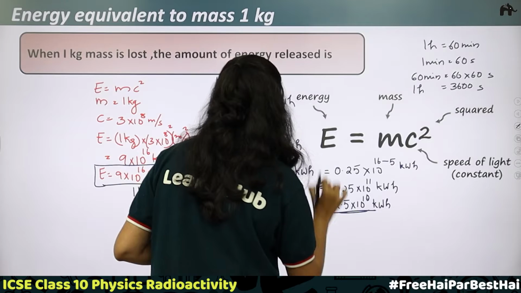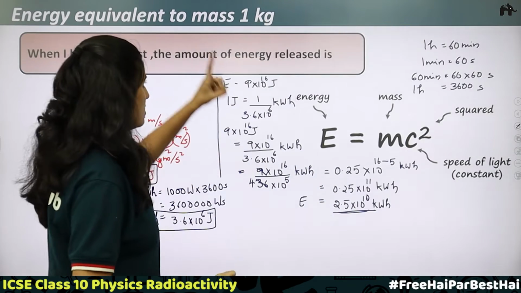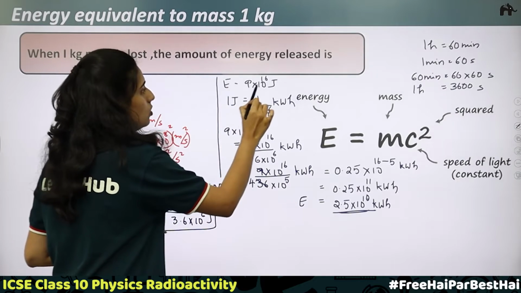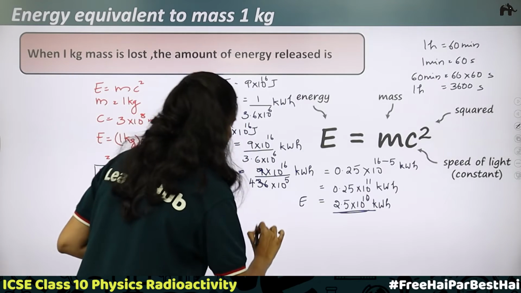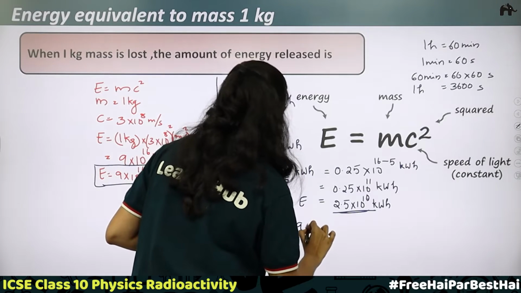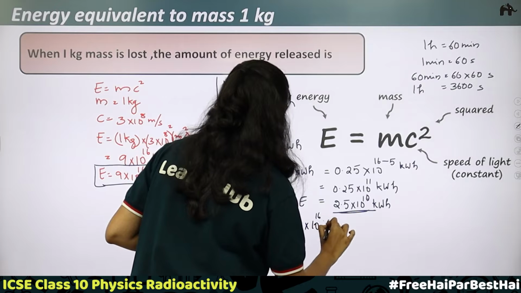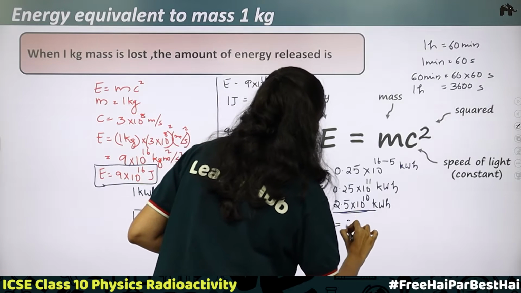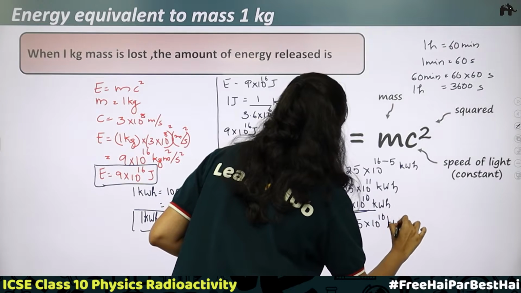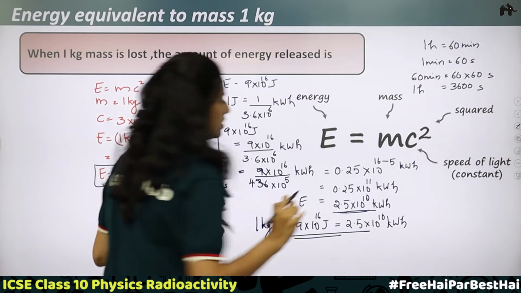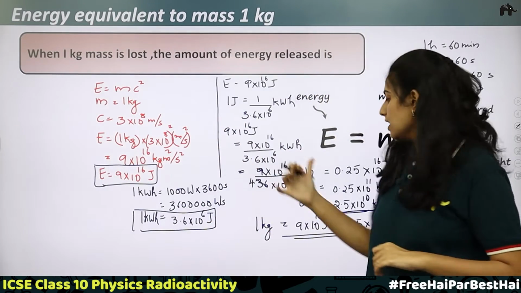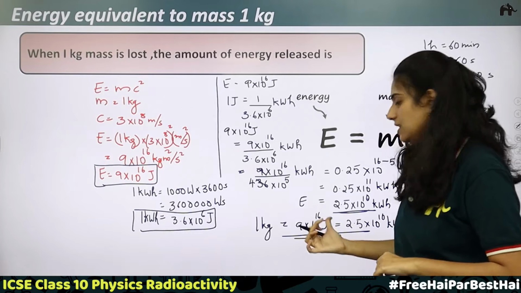Okay, this is the energy. So, energy equivalence of 1 kilogram mass is equal to 9 into 10 raised to 16 joules, that is also equal to 2.5 into 10 raised to 10 kilowatt hours. So this is the energy mass relation, 1 kilogram mass in energy.